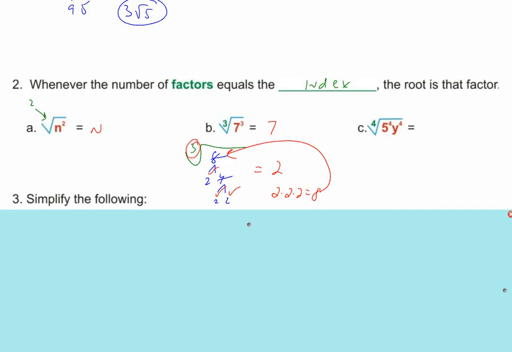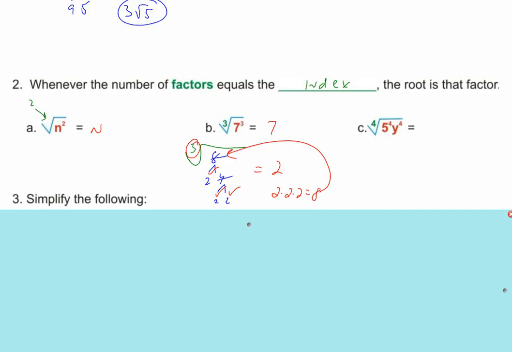Okay. Look, again, I'm taking a long time, and I got a lot of other stuff to teach, but you got to get this concept down. And this isn't hard. If it's a square root, you need 2 of them, and the square root is it. If it's a cube root, you need 3 of them, and the cube root is it.